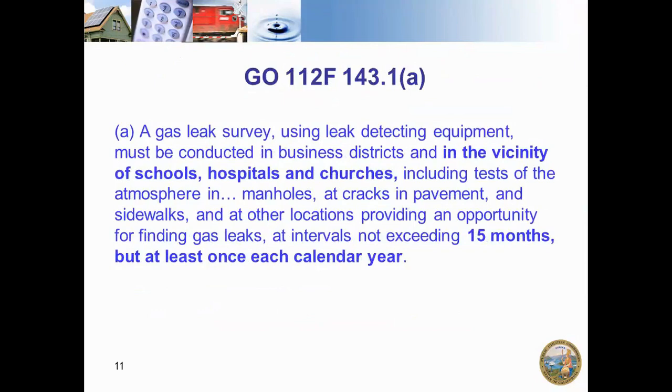General Order 112F has some further requirements. If you are in the vicinity of schools, hospitals, and churches, you have to perform leak surveys annually. I had some discussion with some of my fellow engineers about what in the vicinity means, and it's kind of open to some interpretation, but it sounds like that interpretation is pretty strict. So if your facilities aren't running through a school, a hospital, or church property, or you are immediately adjacent to it, I do not think that this code section applies to you. So for the vast majority of your systems, this will not apply.